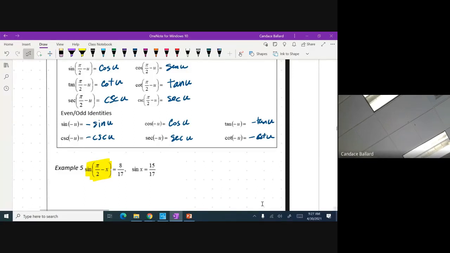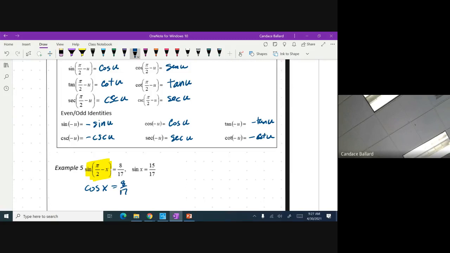Good. Waiting for my chat here. Okay, so we are definitely going to be able to pluck that out. Really what they did was write a really fancy, hard way to say cosine of x. Because I have an x in the problem, I would use an x. They use u as a dummy variable in the formulas. So this is the same as cosine of x equals 8 over 17.